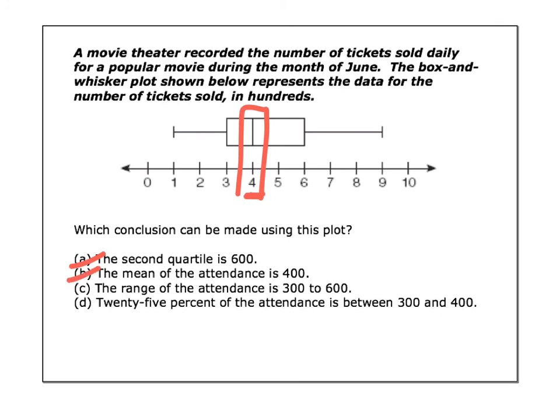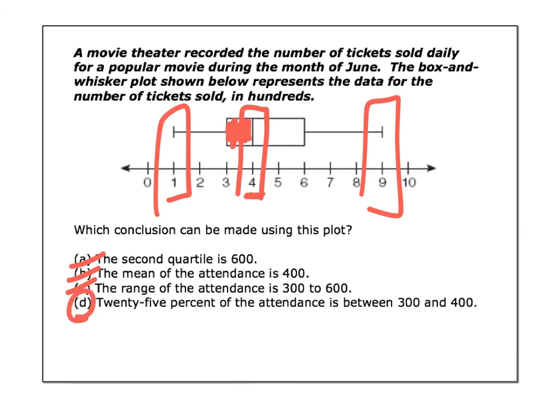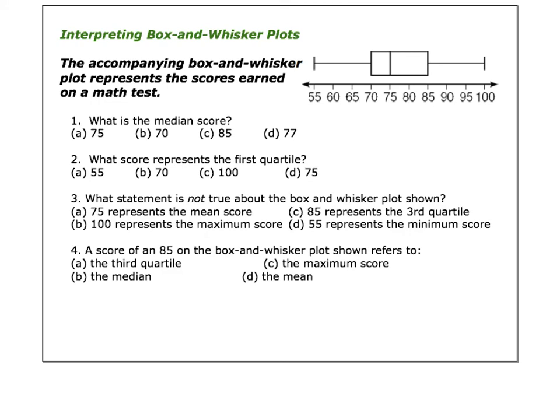Part B, the mean of the attendance is 400. That's also not true because it's definitely not symmetric. If it was perfectly symmetric, that could be more believable, but we have more variability on the right-hand side, so it's probably skewed. Part C, the range of the attendance is 3 to 6. It looks like we go from 1 to 9, so that can't be it either. Part D, 25% of the attendance is in between 3 and 400. So this part right here. And yes, I would agree with that. 25% of the data is in between 3 and 4.